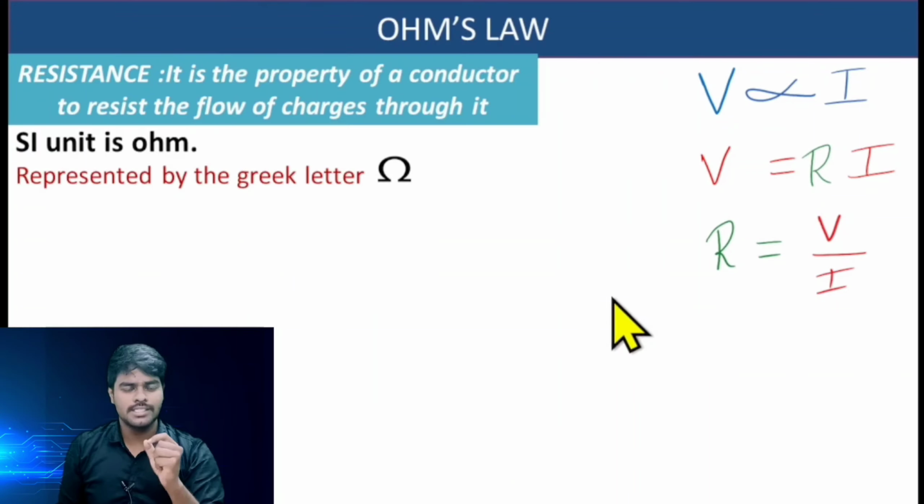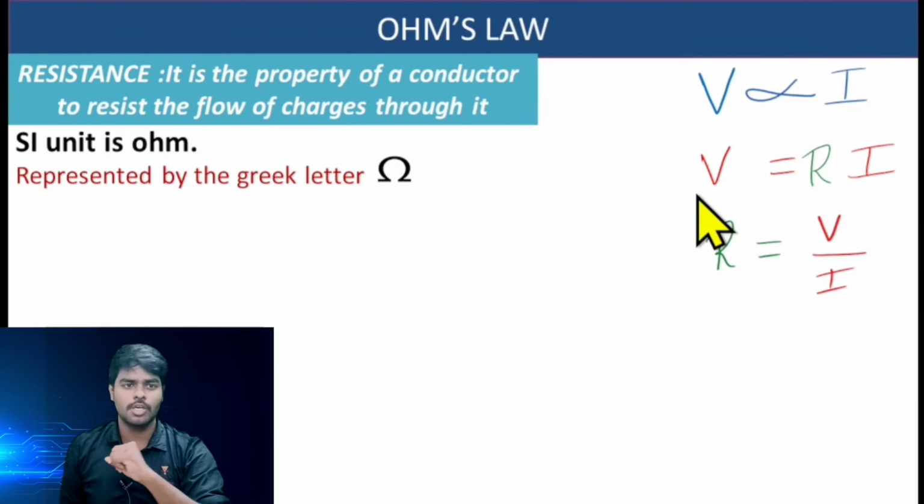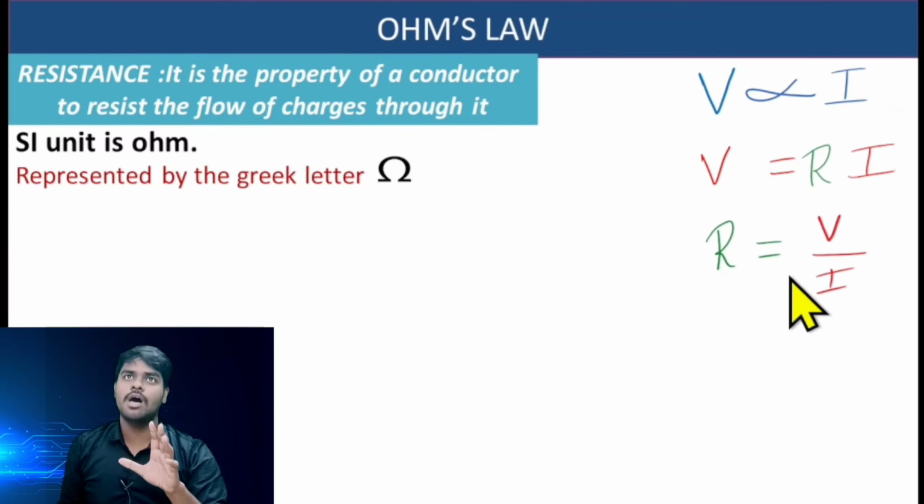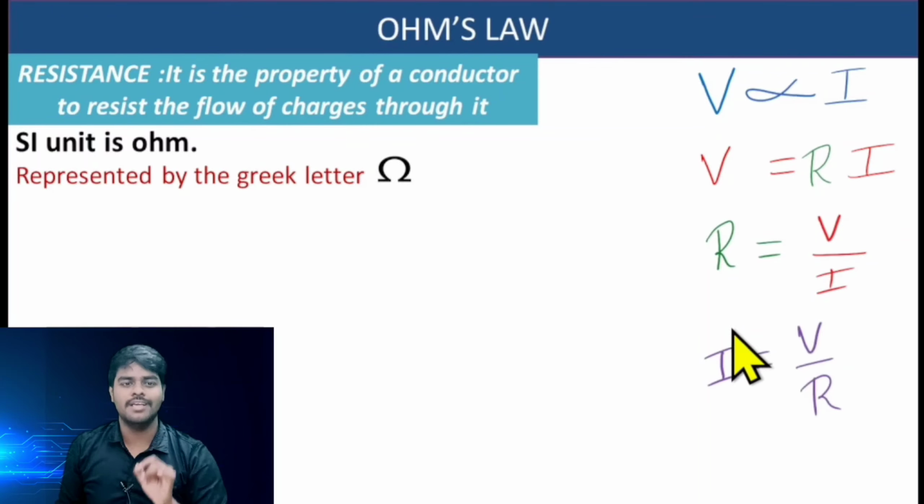So, this is the formula to calculate voltage in the circuit: V is equal to R into I, resistance into current. This is the formula to calculate resistance: R is equal to V by I. Suppose I want to find out current, then what is the formula for that? Simply I is equal to V by R. These are the three formulas we use to do numericals.